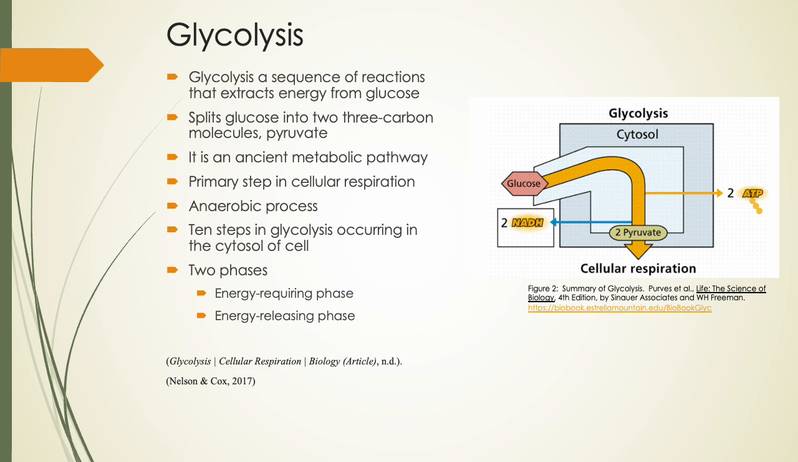The first organisms came from an atmosphere that did not contain oxygen, so anaerobic breakdown of glucose was the method used to make energy. The primary step in cellular respiration is glycolysis. It is an anaerobic process done by both aerobic and anaerobic organisms. There are 10 steps in glycolysis. It occurs in the cytosol of the cell and has 2 phases, the energy requiring phase and the energy releasing phase.